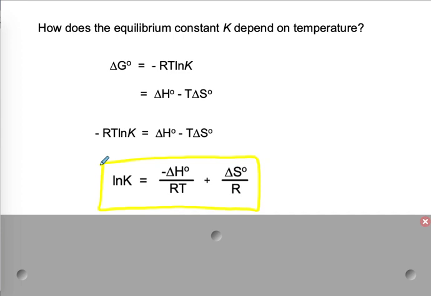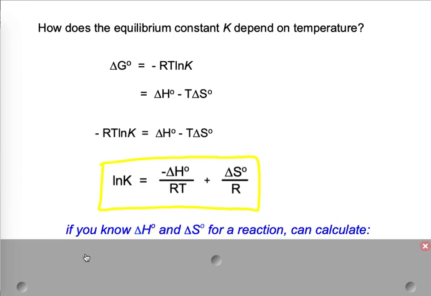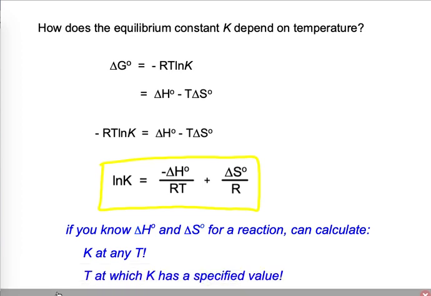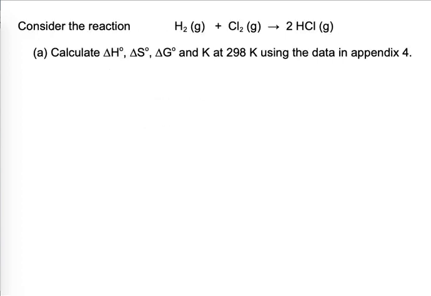Here now is the most useful equation of this unit. And that is because if you know the standard enthalpy change and the standard entropy change for a reaction, which we know how to calculate easily given the thermodynamic tables, we can calculate the equilibrium constant at any temperature, or the temperature at which the equilibrium constant has a specified value. And that is tremendously useful. So let's do a problem in which we calculate the standard enthalpy change, the standard free energy change, and the standard entropy change for a reaction, and the equilibrium constant at this particular temperature.